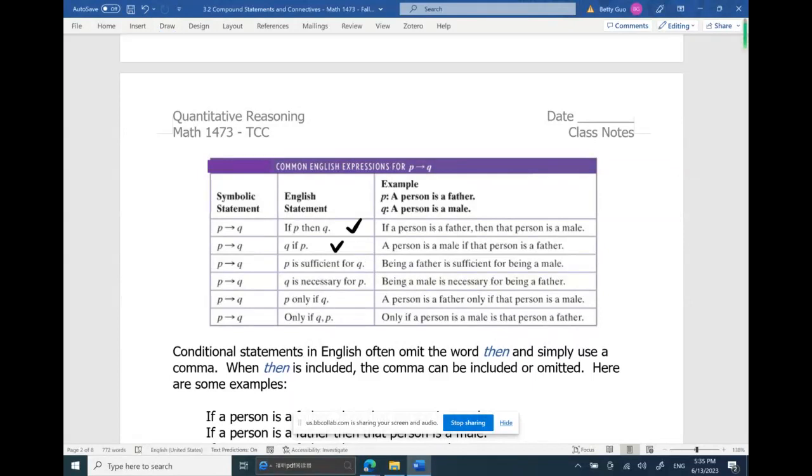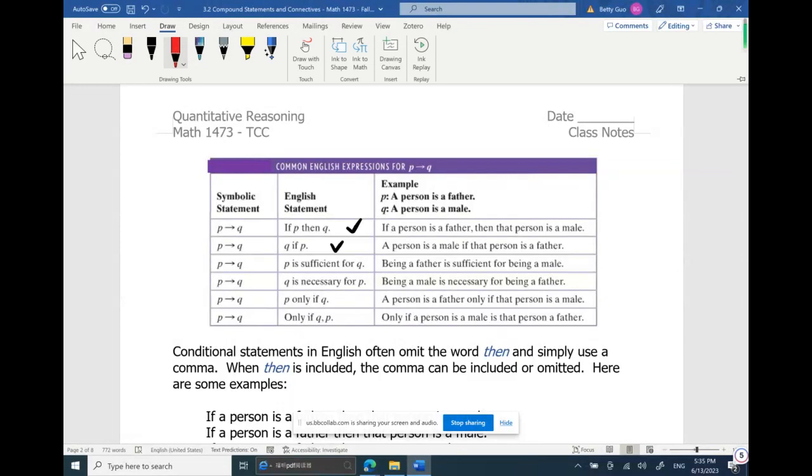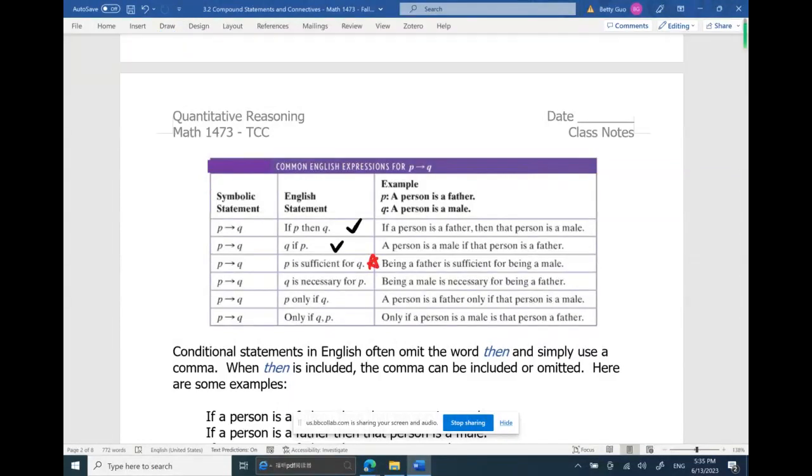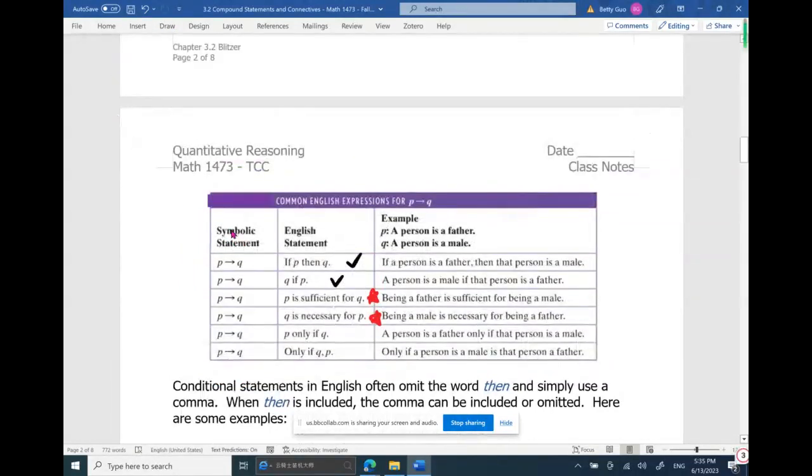What is sufficient? What is necessary? Very important here: Q is necessary for P. P only if Q. All those English sentences describe the same statement represented by this symbolic form. And in this table, we also have examples. I recommend you spend time to read it.